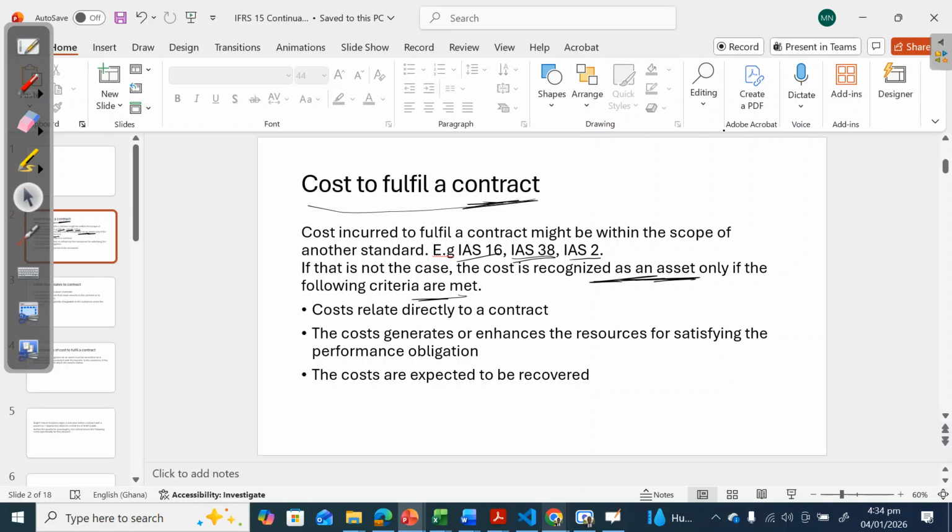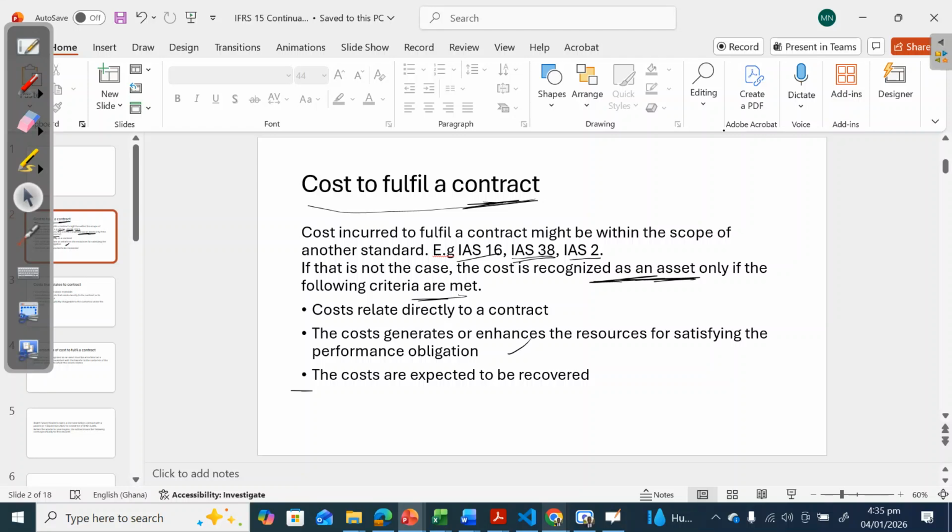Two, the cost generates or enhances the resources for satisfying the performance obligation. If the cost we are incurring will help us to perform the contract, if we cannot avoid it, and we need to incur that cost in order to perform the contract, then we have to also note it.